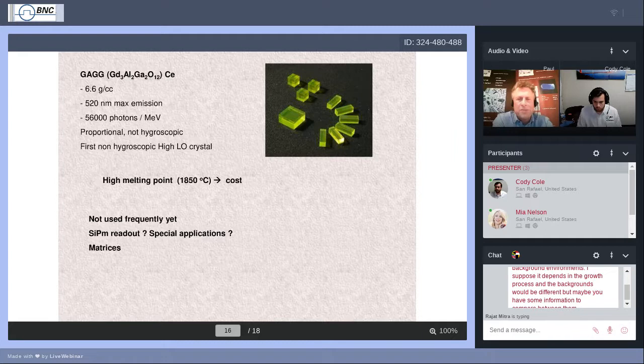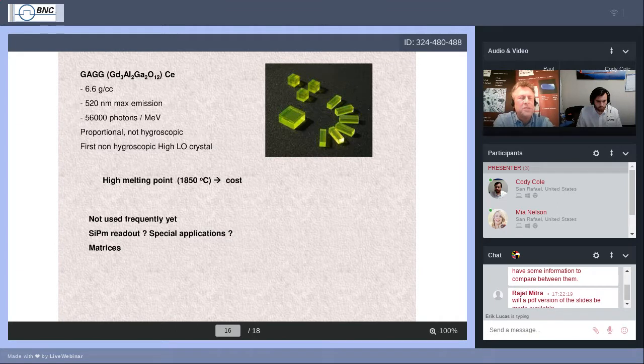It's proportional. Actually, it's the first non-hygroscopic high light output material that is proportional. It has a high melting point, almost 2000 degrees centigrade, which has an impact on the cost. It's not that frequently used yet in instruments, but since we can cut very efficient pixels out of it, it may find some interesting applications with silicon photomultipliers and matrix elements, for example.